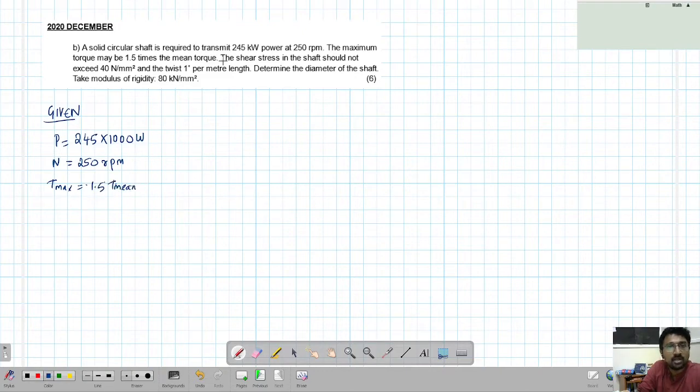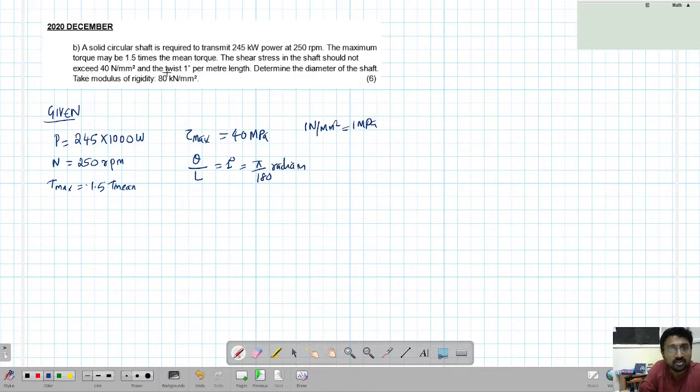The shear stress in the shaft should not exceed, so tau max is nothing but 40 MPa. So 1 Newton per mm square is 1 MPa. You should remember this. Then they have given twist per unit length is 1 degree. So that means theta upon L is given as 1 degree. So it is same as pi by 180 radians.